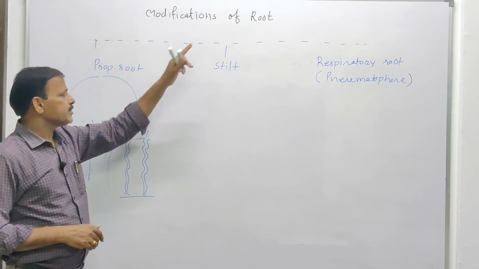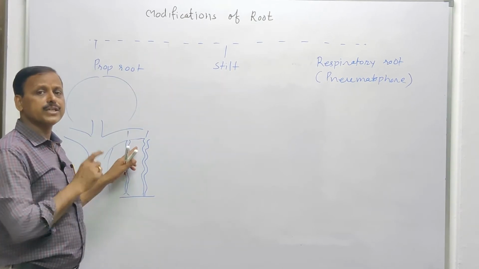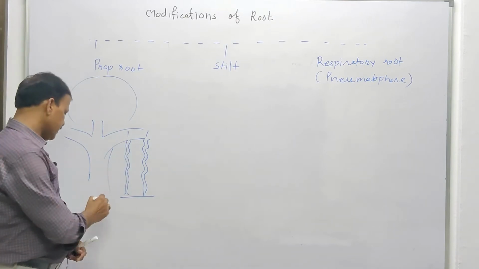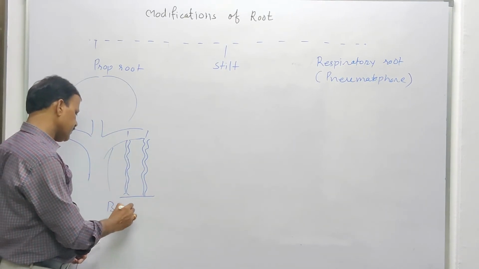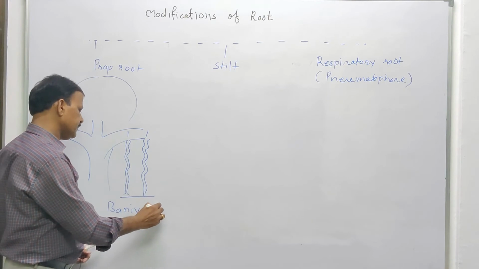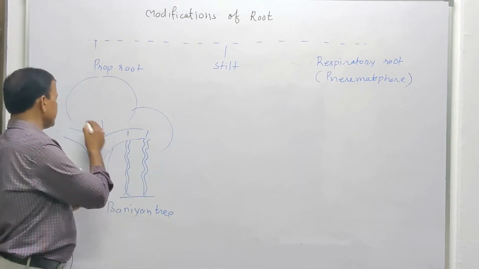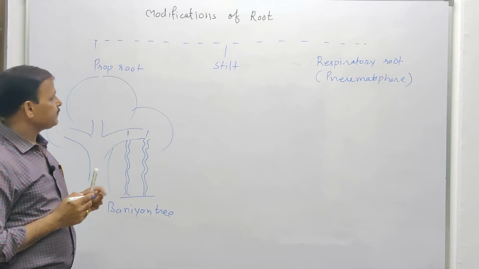They are the modification of root. They arise from the nodes, and therefore they are false. Example: banyan tree. I hope you did understand how this prop root arises as a support.